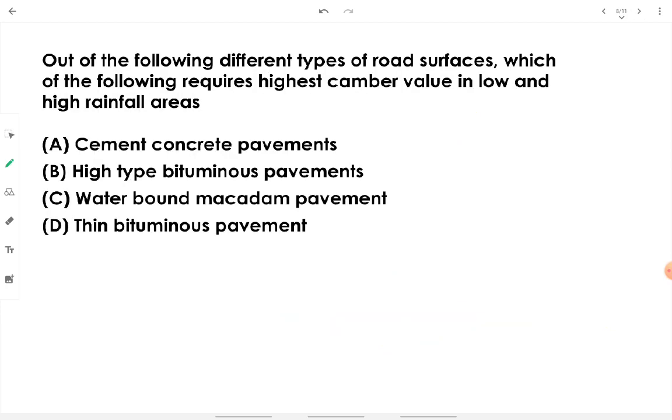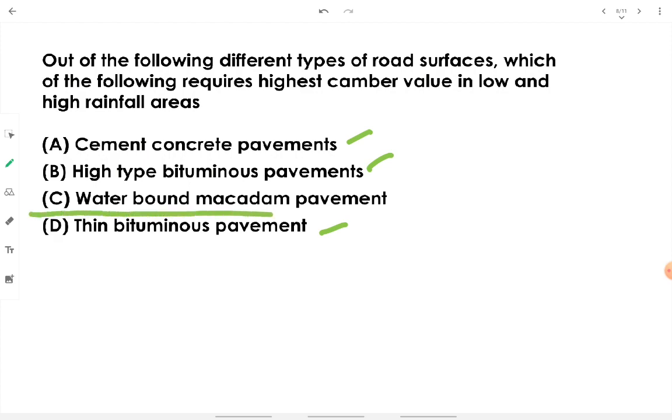Let's go. Out of the following different types of road surface, which requires the highest camber value in low and high rainfall areas? We have been provided with different kinds of road surfaces. See, cement concrete pavement does not require that high a camber value. Thick bituminous pavement won't be requiring it, thin bituminous pavement won't be requiring it.